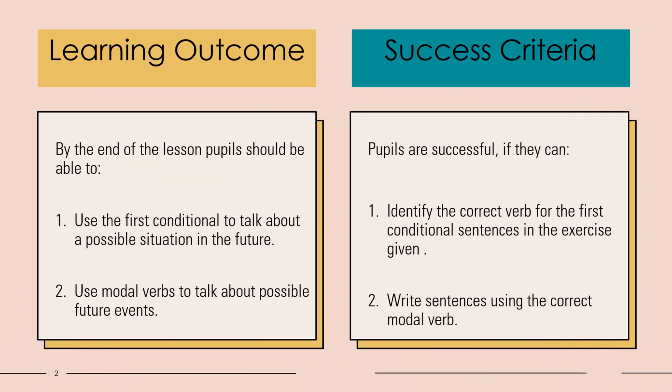By the end of this lesson, you should be able to use the first conditional to talk about a possible situation in the future and use modal verbs to talk about possible future events. You are successful if you can identify the correct verb for the first conditional sentences in the exercise given and write sentences using the correct modal verb.